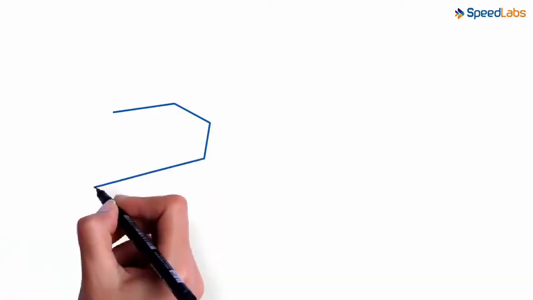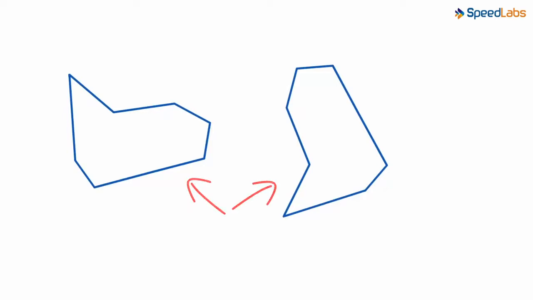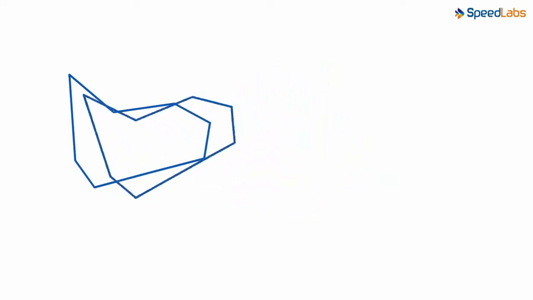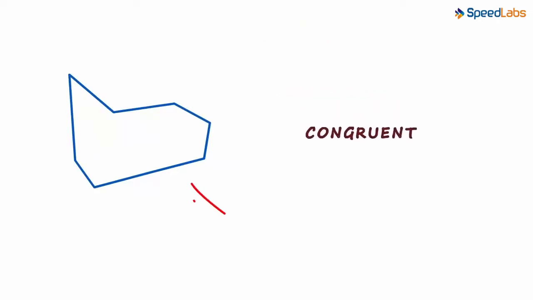Let's erase this and draw another polygon. And here's another one. Are these two figures congruent? At first, they don't look congruent. But that's the trick. This polygon, when placed on this one, overlaps exactly. So they are congruent too. Doesn't matter how they are placed.